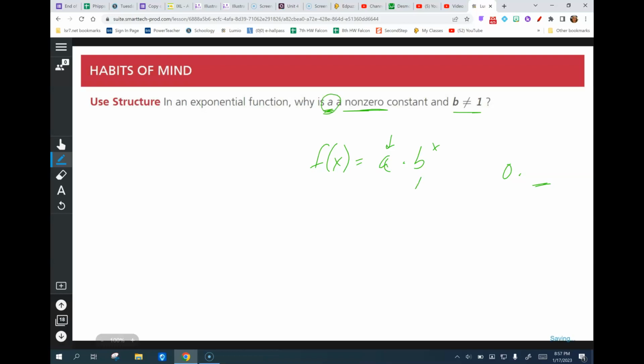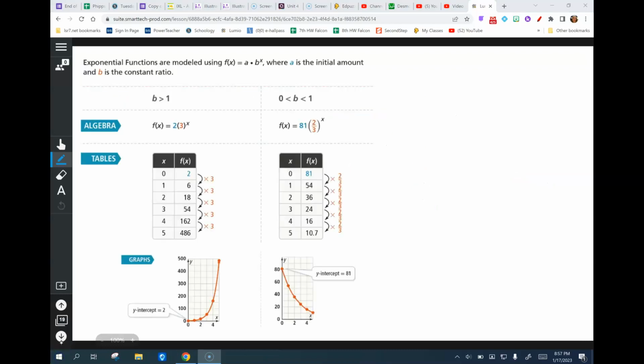Now let's look at b. What if b were equal to 1? Well, if b were equal to 1, no matter what my exponent is, it's always just going to be 1 times it. So that's the reason b cannot equal 1. Okay? Good. So this page gives a really good summary. And again, I'm taking all of these slides from your interactive book. So you can always use that interactive book.